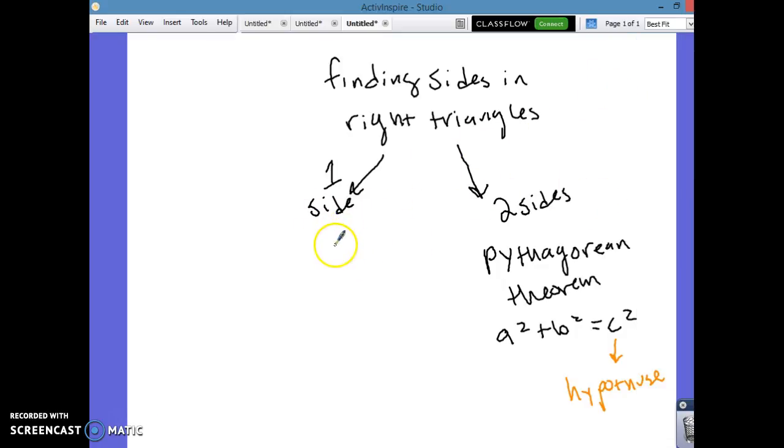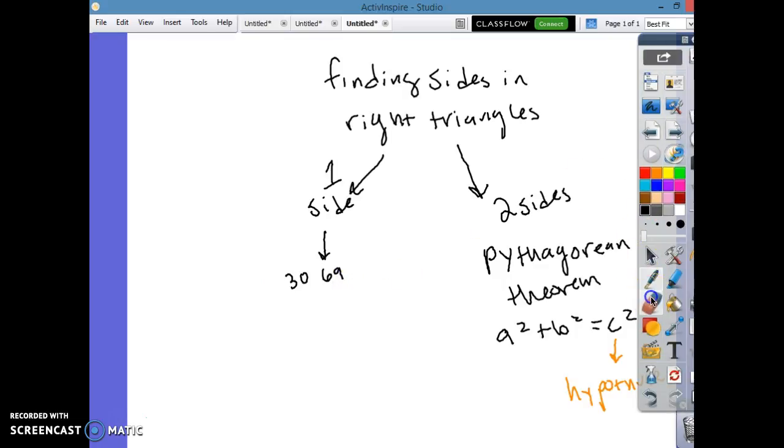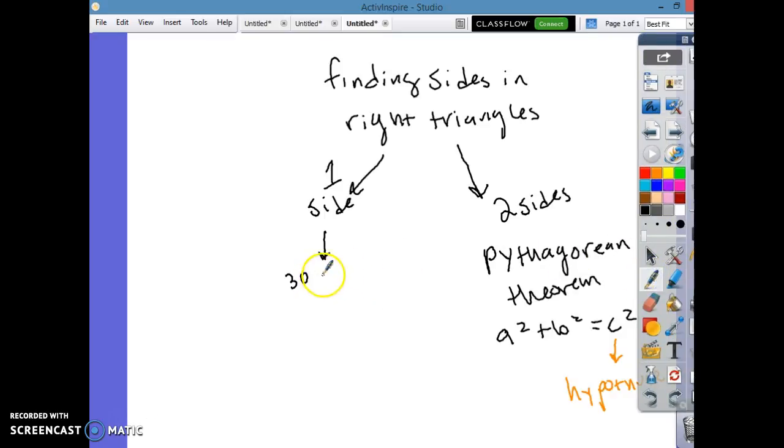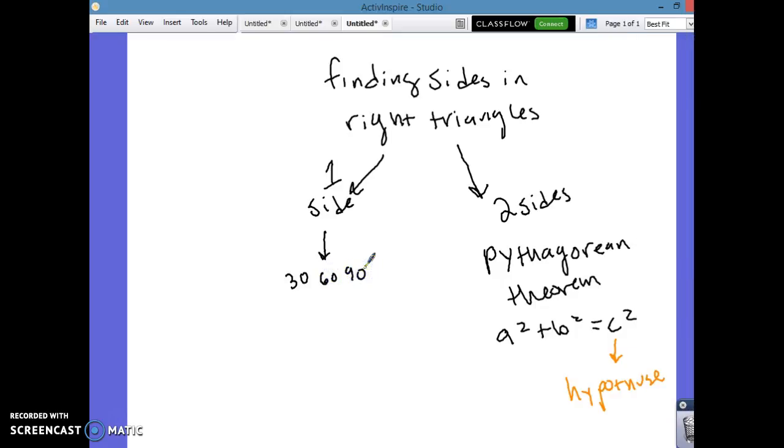The next thing we're going to look at is when we're given one side. If you're given one side, there are two options. We're looking for special right triangles, but it's a possibility it's not going to be a special right triangle. What we look for is if we have a 30, 60, 90 triangle, or a 45, 45, 90 triangle. It could be neither of these two. If it's not these two, we cannot move forward.